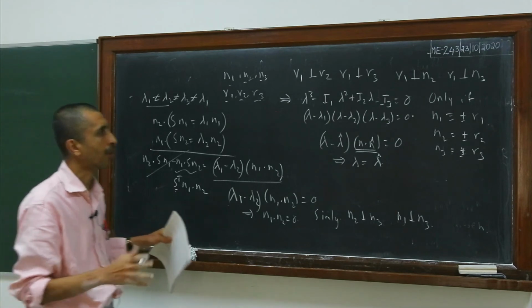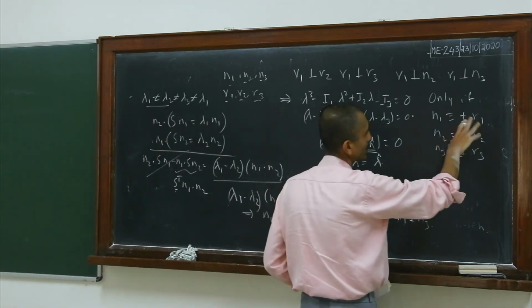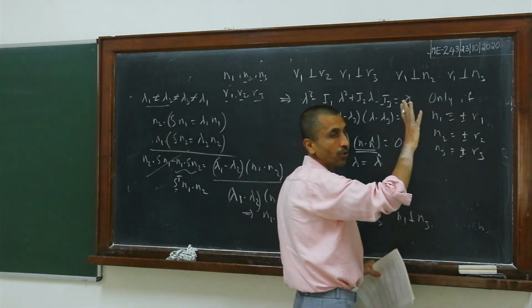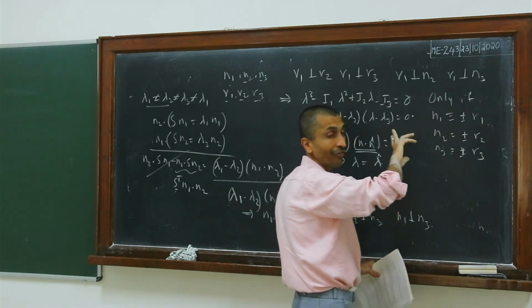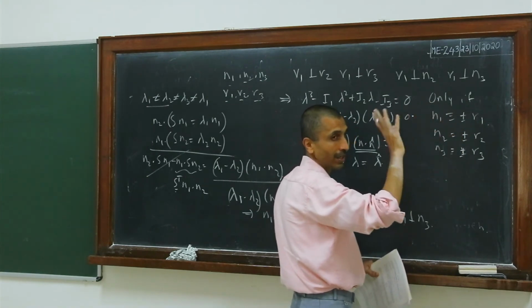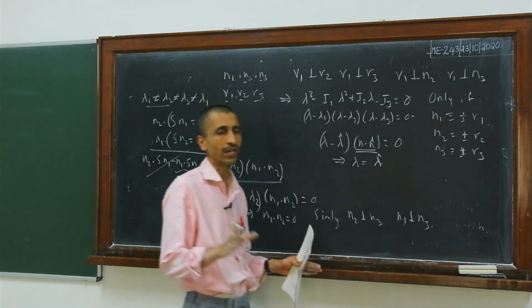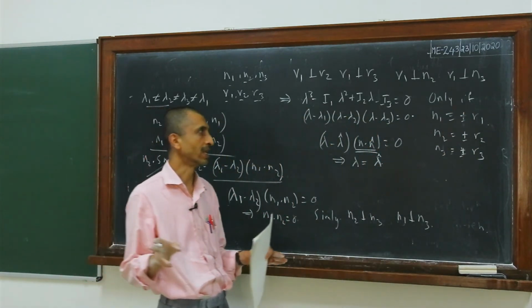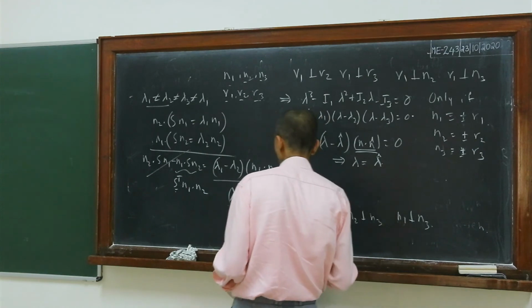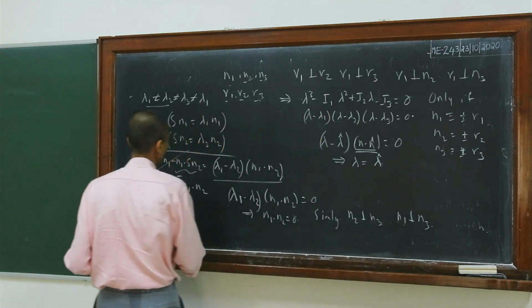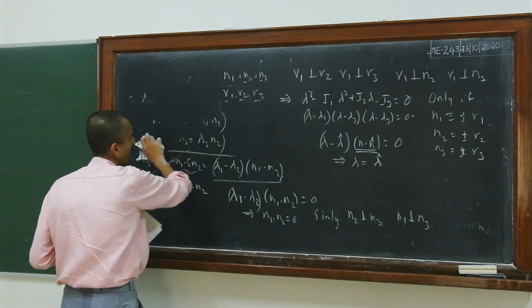So modulo sign reversal means the sign reversal we do not consider as non-uniqueness. Okay, so basically it has to be in a different direction. Then only we consider it as a non-uniqueness. So this plus minus is not considered as a non-uniqueness. So that is why I wrote modulo sign reversal. That means that is not considered as a non-uniqueness of the eigenvector.